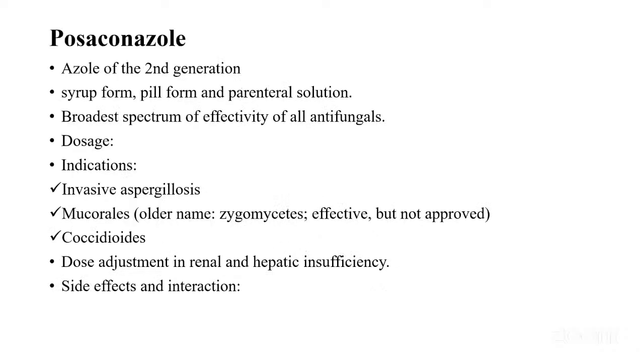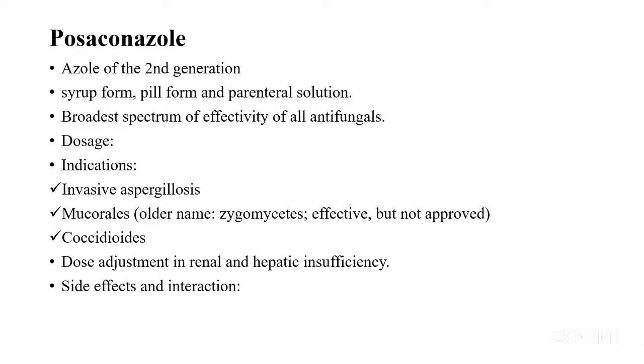Posaconazole is second generation. It is available as syrup, pill, and parenteral solution. It has the broadest spectrum of all antifungals. Oral dose is 200 mg TID daily, preferably taken with a fatty meal. In pill form, one pill is 100 mg: day one 300 mg BD, then 300 mg OD. IV form: day one 300 mg BD, then 300 mg OD. Indications are invasive aspergillosis, Mucorales, and Coccidioides. Dose adjustment in renal and hepatic insufficiency should be made.